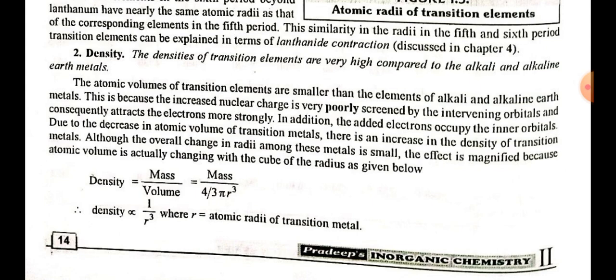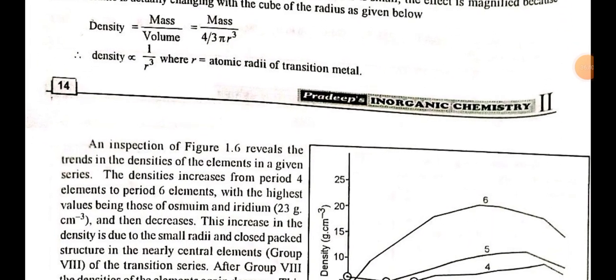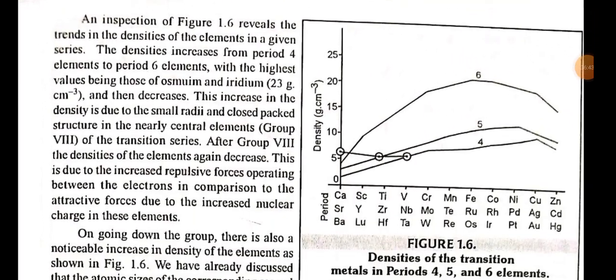Although the overall change in radii among these metals is small, the effect is magnified because atomic volume is actually changing with the cube of radius as given below. So density is equal to mass upon volume, that is mass upon 4 by 3 pi r cube.